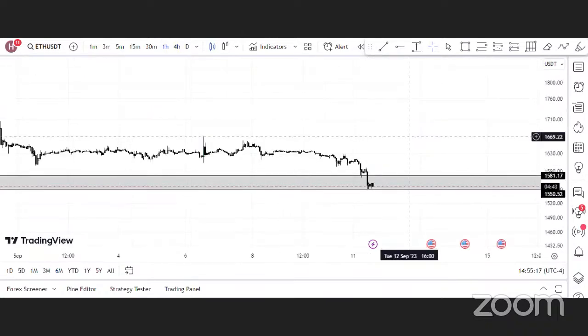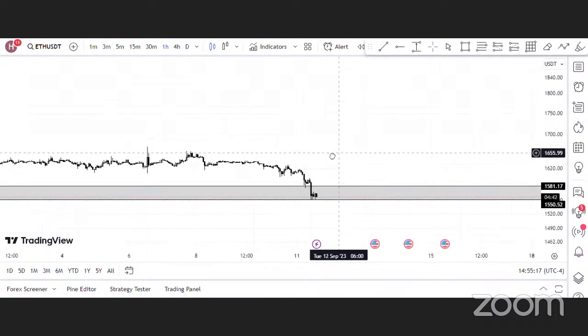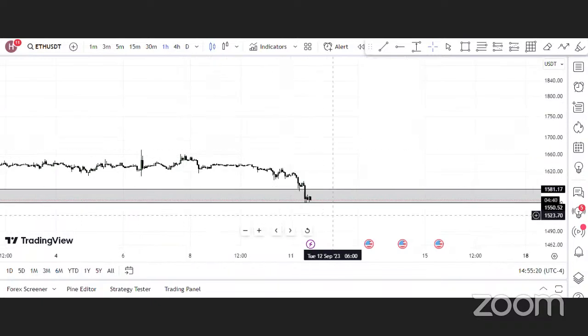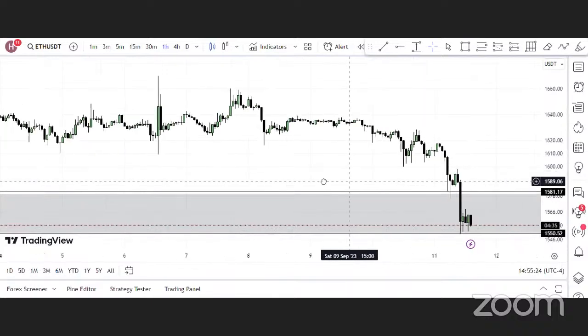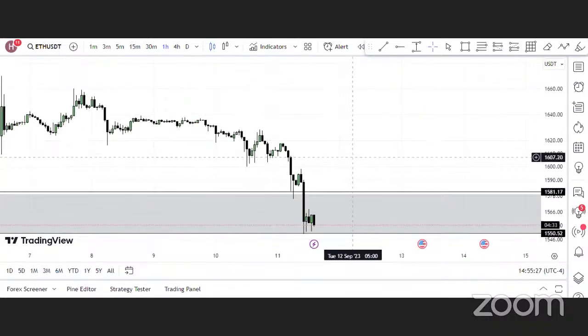Right now I'm looking at the Ethereum USDT. The USDT means US Tether.